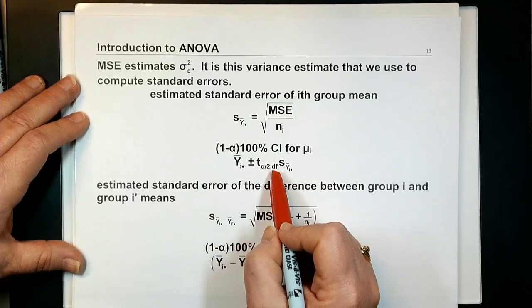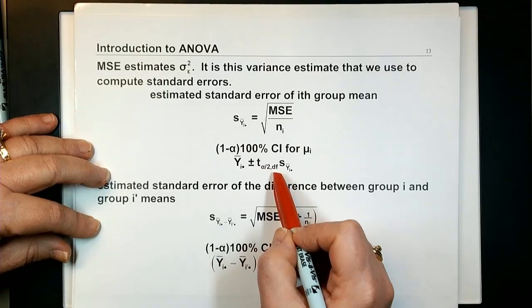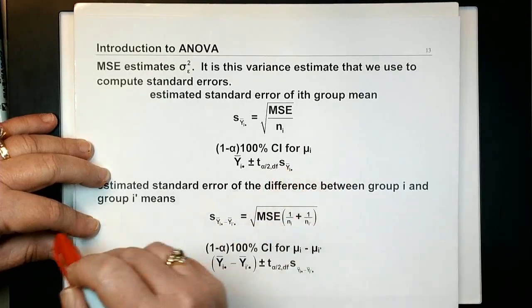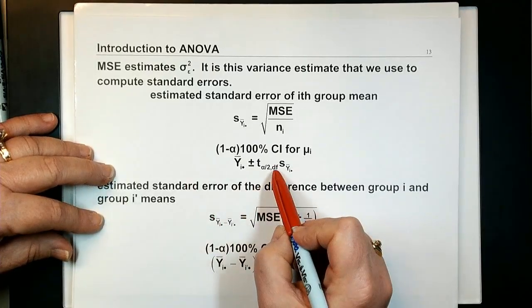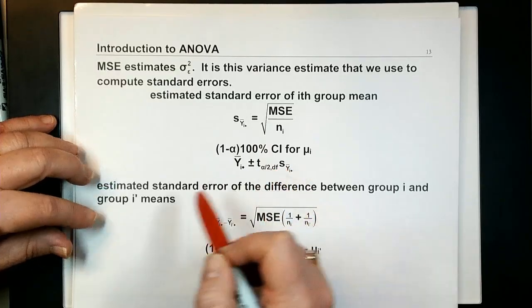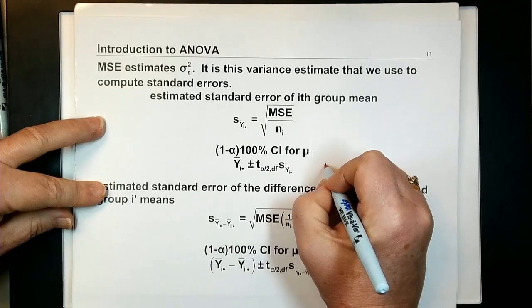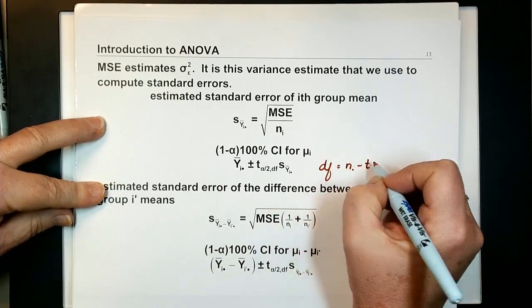What's the degrees of freedom for this t going to be equal to? This degrees of freedom will always be the degrees of freedom associated with the variance in your standard error calculation. So for us, in this application, this degrees of freedom is equal to n dot minus t.